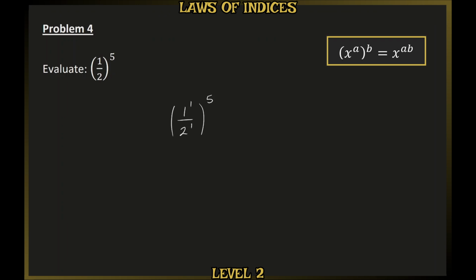So starting with the numerator, we're going to multiply 1 by 5, which is 5. So we have 1 to the power of 5. And similarly with the denominator, we're going to multiply 1 by 5 here, and that also gives us a power of 5. Now 1 to the power of 5 is 1. 2 to the power of 5 is 2 times 2 times 2 times 2 times 2, which is 32. So our final answer to problem 4 is 1 over 32.